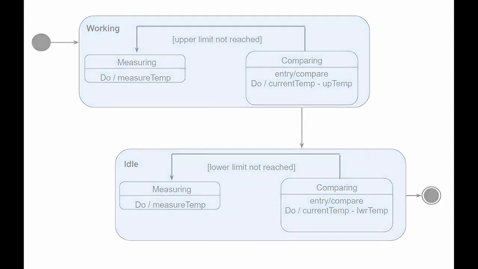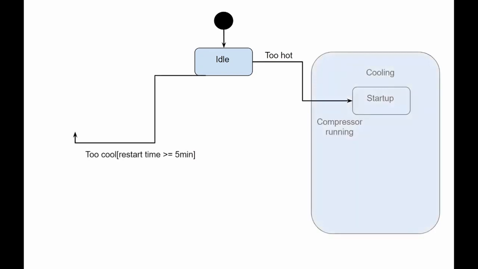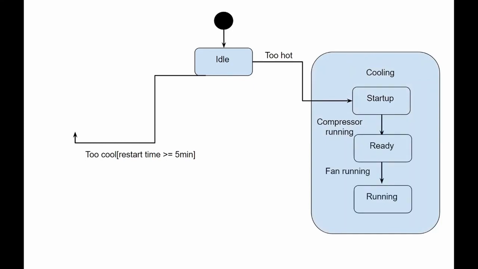State diagrams are often used for deriving test cases. Here is a list of possible test ideas. Idle state receives to hot event. Idle state receives to cold event. The cooling startup state receives the compressor start event. Cooling ready state receives a fan run event. The cooling run state receives OK event.